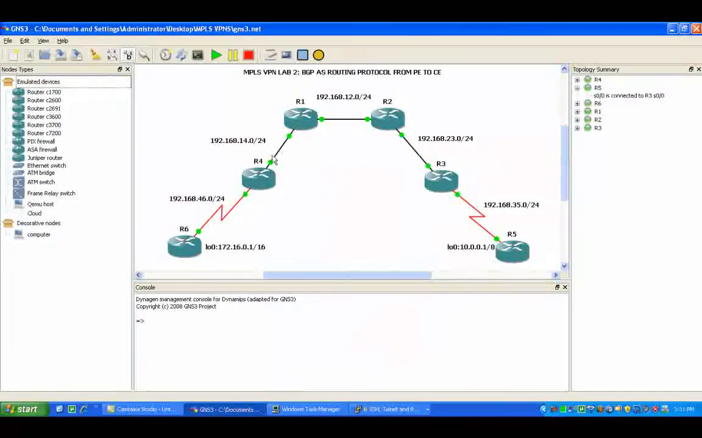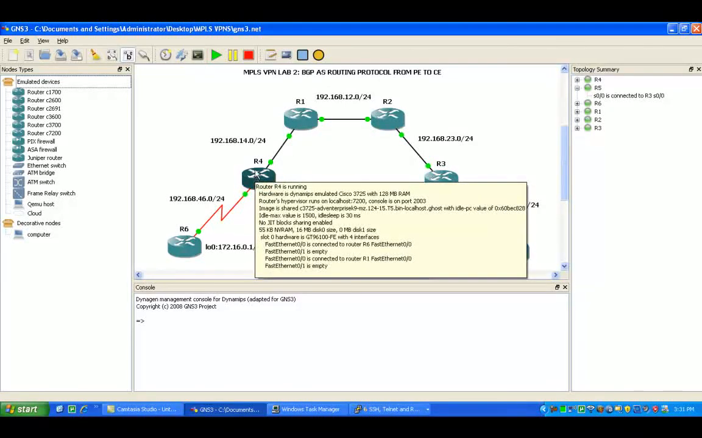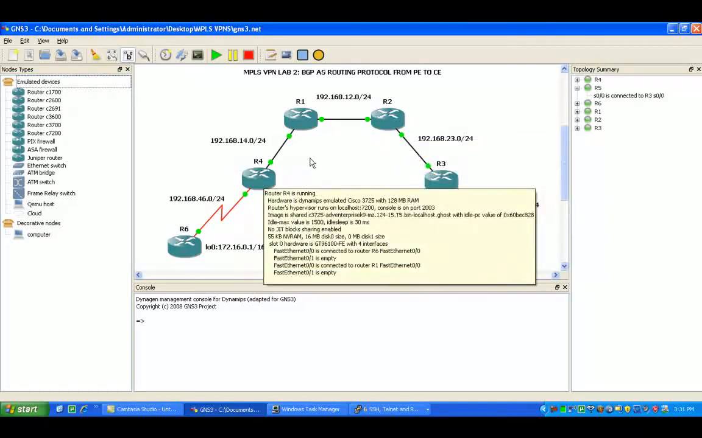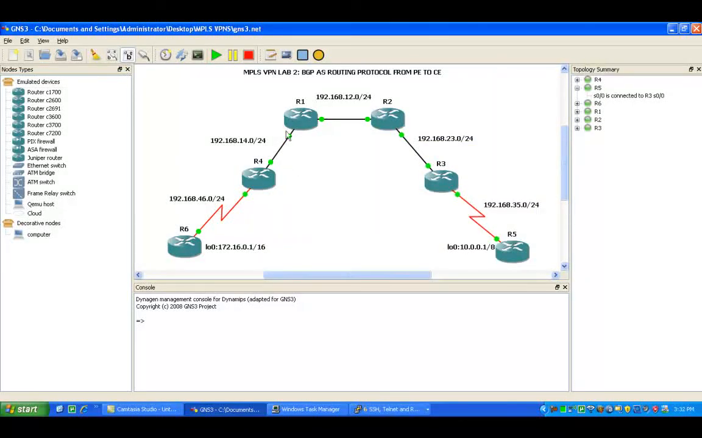Again, if we are looking at our IGP within our service provider network, it is router 1, router 2, router 3, and router 4. We just enabled EIGRP between R4 and R1, and between R1 and R2.